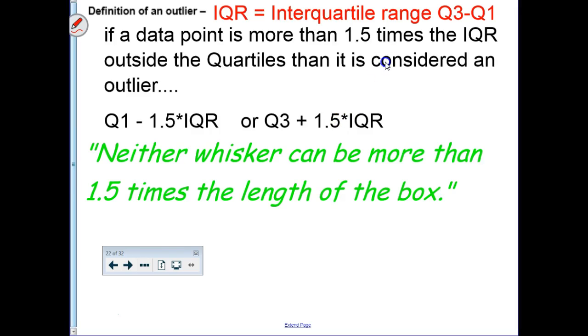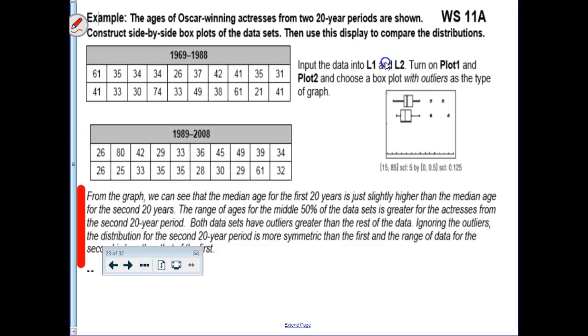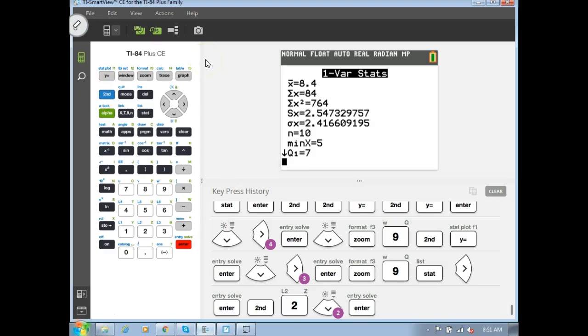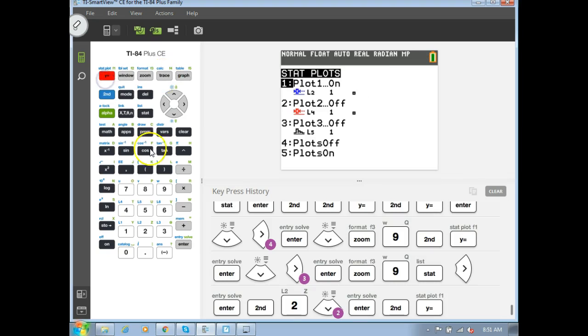So flip to the next page, page 11. And this time I want you guys just to watch, okay? Because this is already entered on my calculator. So I put this into list 3 and list 4. So I'm going to go back to my plotting menu, and I'm comparing 2 sets of data this time. So these are the ages of Oscar-winning actresses from 2 different time periods. So long time ago versus fairly recently, if you call 1989 recent. Yeah, you guys weren't born. Okay, that's all right. So they want us to compare those 2.